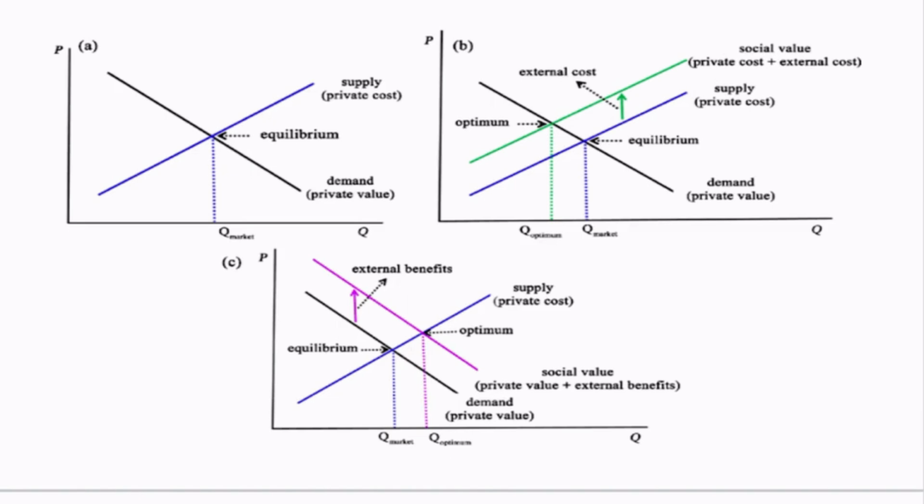So when you shift that supply curve above to the social curve, it gives us a new intersection point with the demand curve. Now the social cost curve intersects with the demand curve, or the private benefit curve, and there is a new point shown here as Q optimum. Q optimum is the quantity which is produced and which is less than the Q market. Now, what does that mean? And why is the Q optimum less?